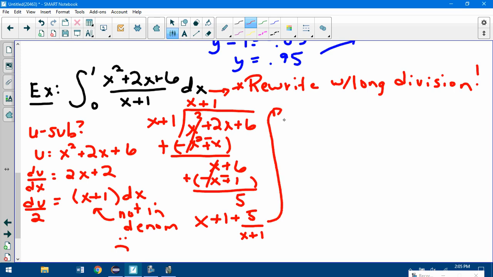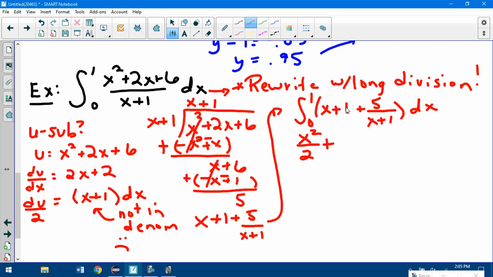Well, how does that help us? Okay, well, now I want the integral from 0 to 1 of x plus 1 plus 5 over x plus 1 dx. And that might not look better to you, but it actually is. Because these first two are really easy to take the antiderivative of. What's the antiderivative of x? x squared over 2. Plus the derivative of what will give you 1? x. Now 5 is just a constant, so we can leave that here. You can think of that getting pulled out front.